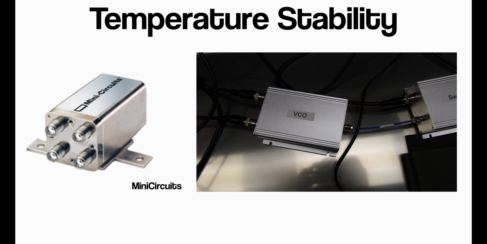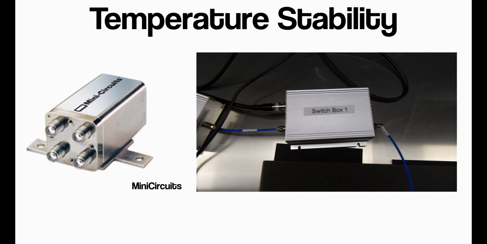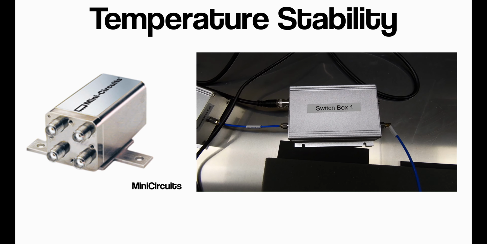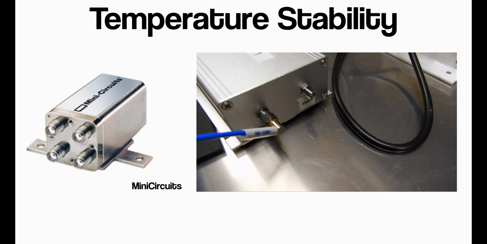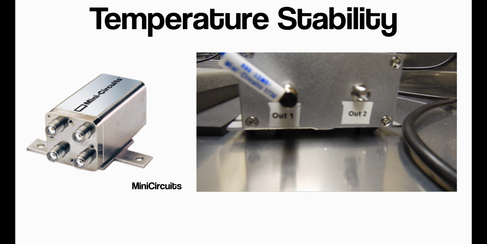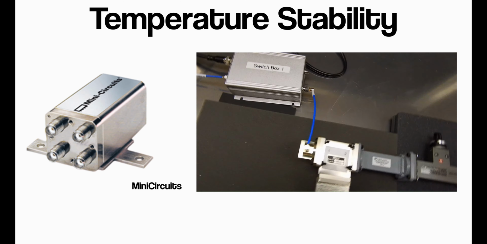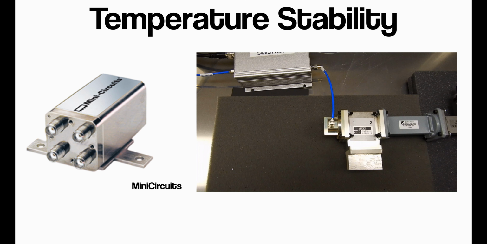And for us, it's just the next component in line. The blue line there is the output microwave signal. It goes into this switch box, and there are two outputs from the switch box. The one on the left is going into the cavity, output 1, and output 2 is just going to nowhere. And then the black cable there at the top goes to the computer to control it.